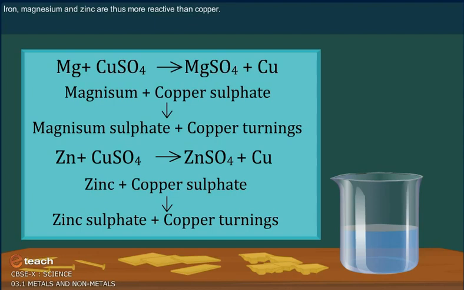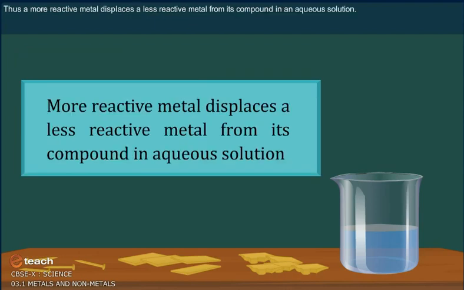Magnesium plus copper sulfate produces magnesium sulfate plus copper turnings. Zinc plus copper sulfate produces zinc sulfate plus copper turnings. Thus, a more reactive metal displaces a less reactive metal from its compound in aqueous solution.